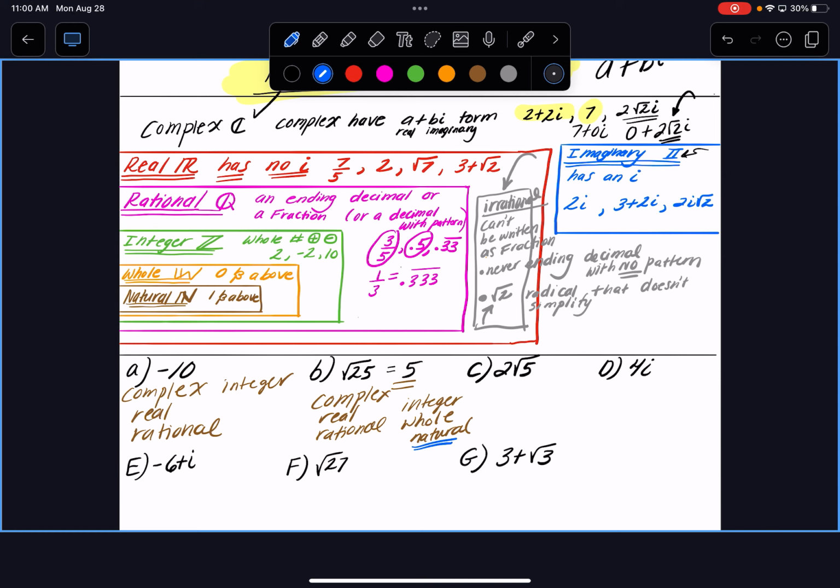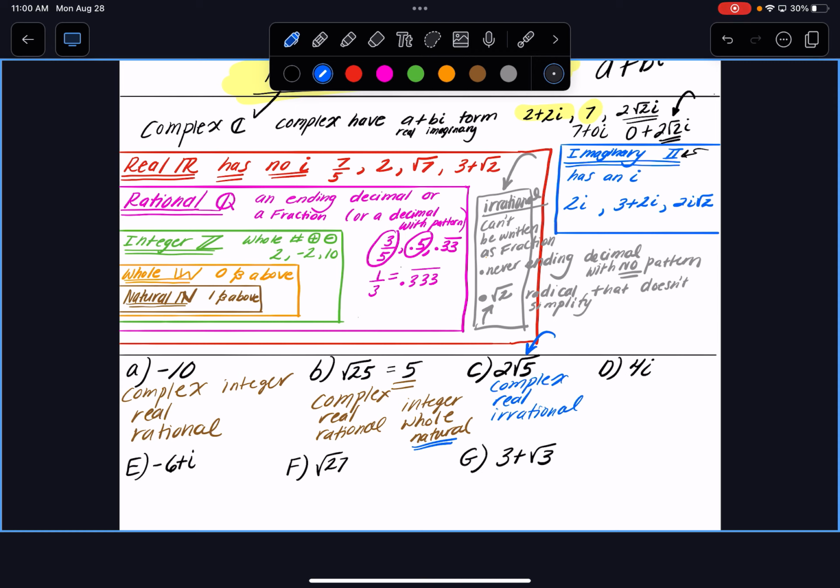All right, 2 root 5. Does the radical simplify? Root 5 does not simplify, so leave it. Let's go through the process. It's complex, yes. It is real, but it is irrational. And then we're done. After you say irrational, you're done. It's not going to be an integer, whole number, or natural number.